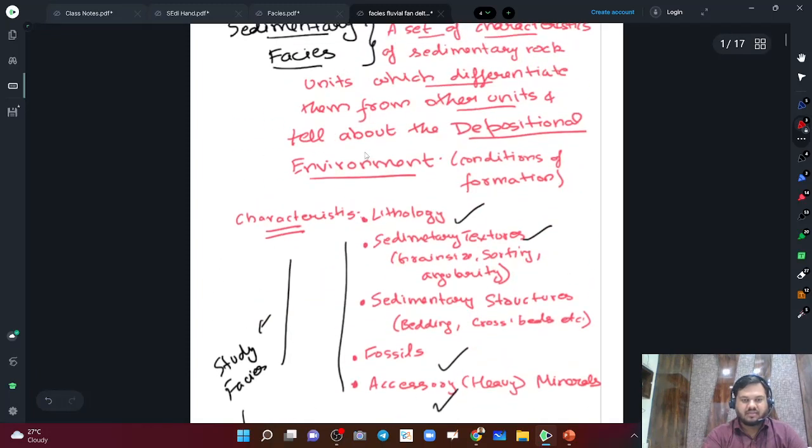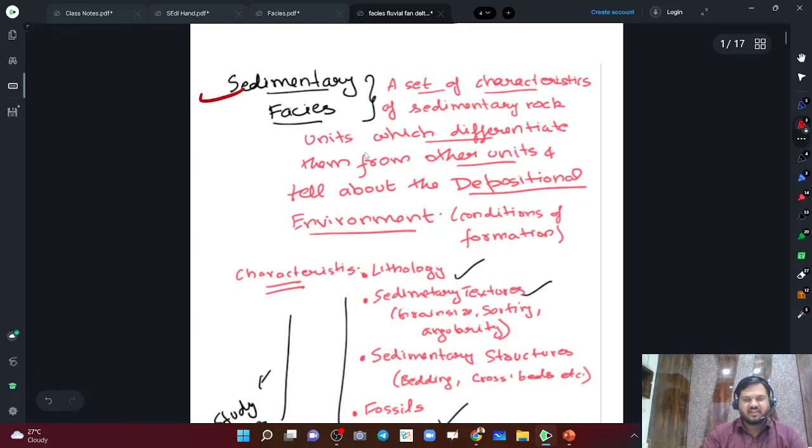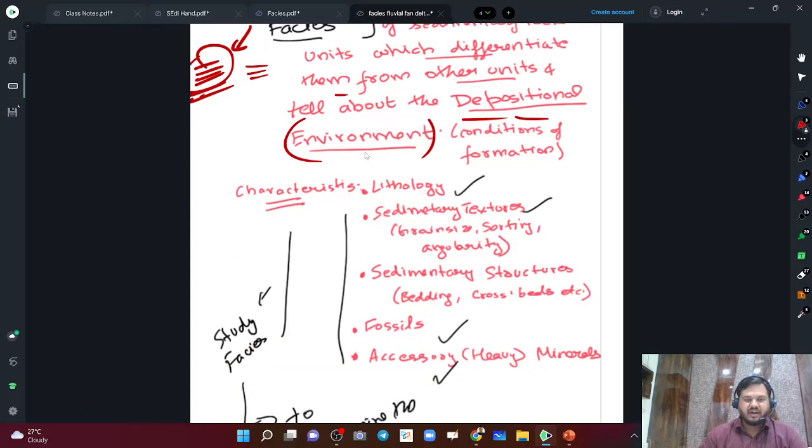So now again, this is sedimentary facies. So what is sedimentary facies? It is a set of characteristics of sedimentary rock units which differentiate them from other units and tell us about the depositional environment, right? These are basically sets of sedimentary rocks which differ in character and depositional environment from other units, right? That is one thing.